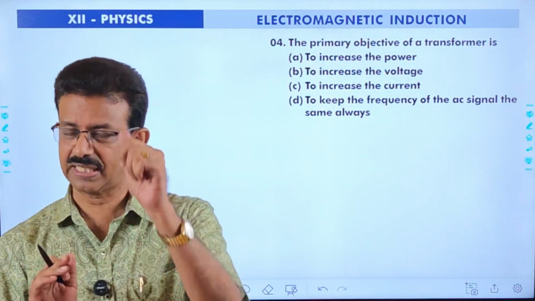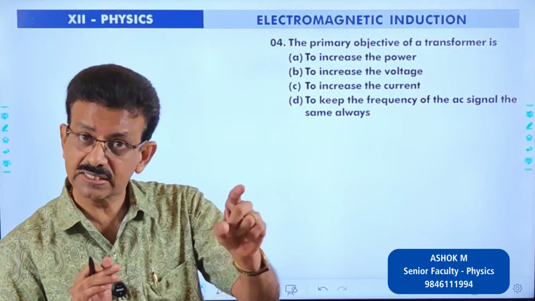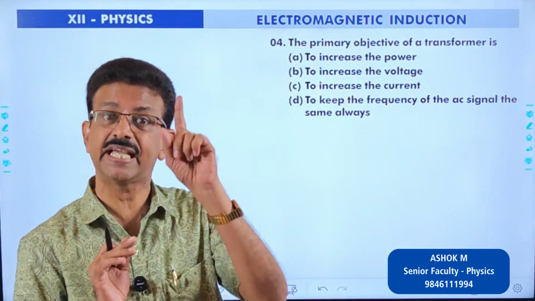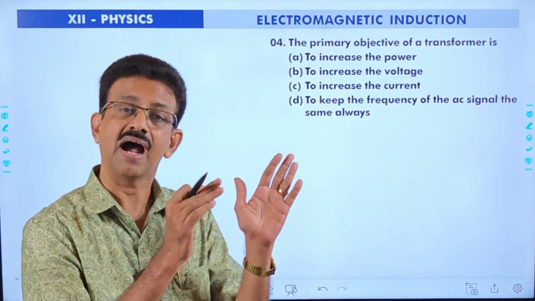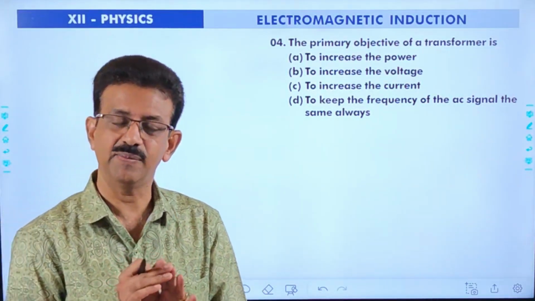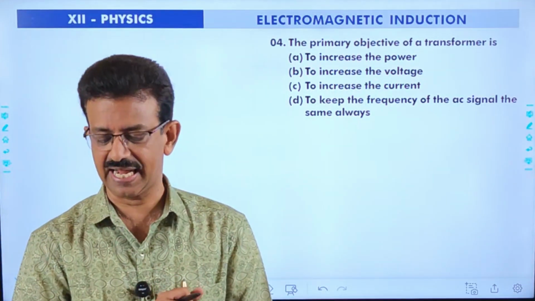And the primary objective of a transformer is to transfer a signal from one circuit to another without any change in frequency. That is, even if an AC signal is passed through a transformer, the frequency of the signal will remain 50 hertz, if it is in India.